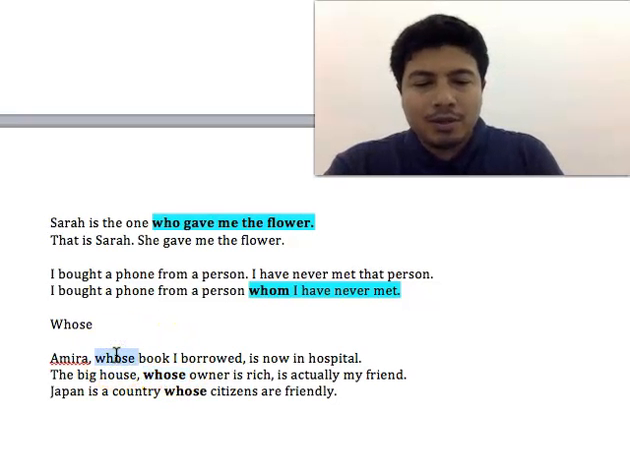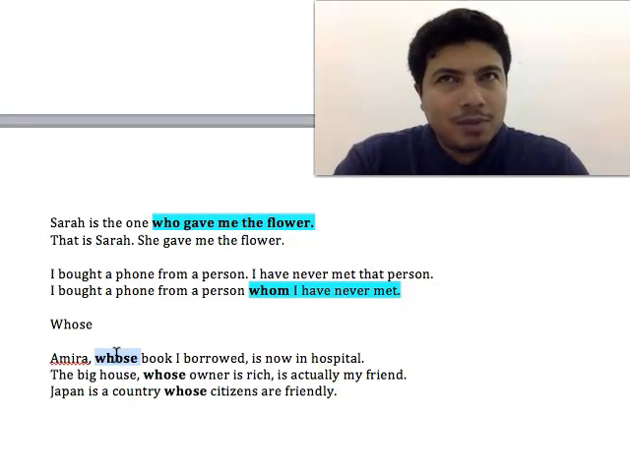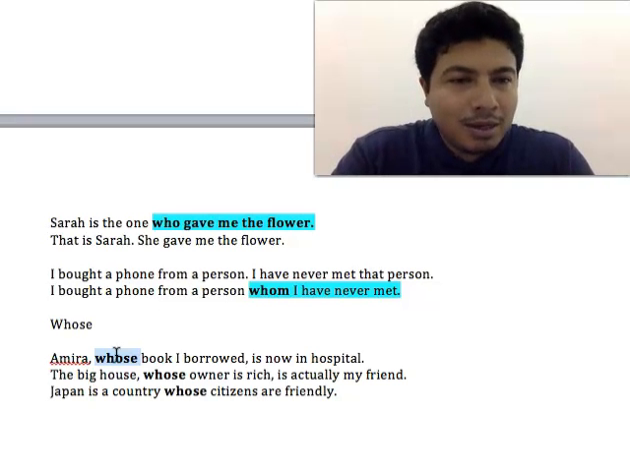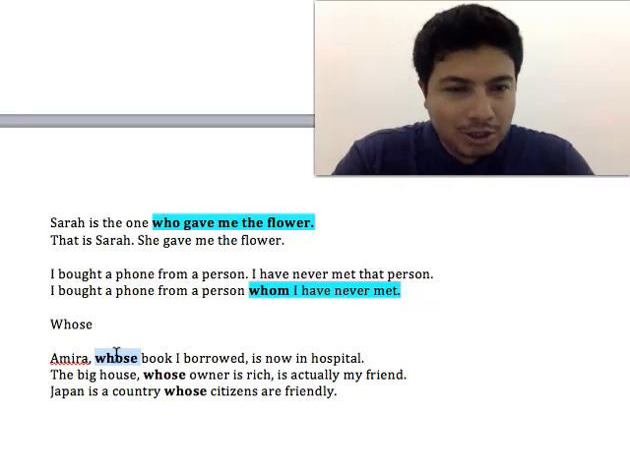So when you are talking about possession, when you have a noun, could be a person, could be a thing, could be a house, could be a country, and then something that belongs to the noun, you use whose as the relative pronoun to link between the noun and also the possession.